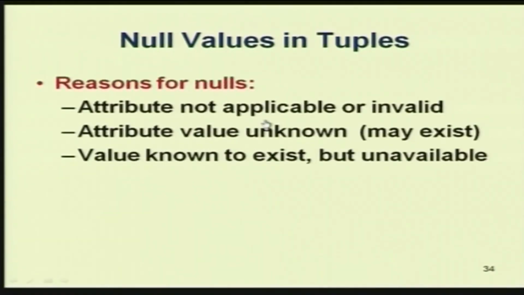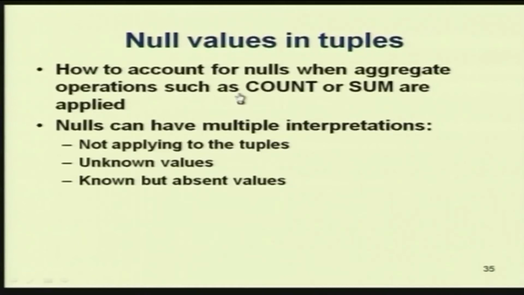Attribute is not applicable or it is invalid. Attribute value is unknown, but it may exist. Value is known to exist, but unavailable due to some reasons. How to account for nulls when doing aggregate operations? This is a problem with having nulls. If you are having count or sum or average or such things, how do you account for null?